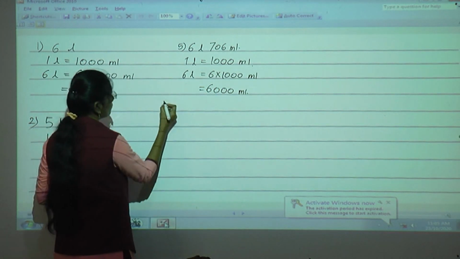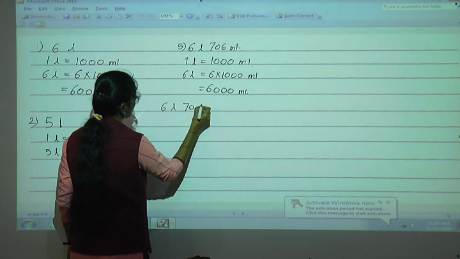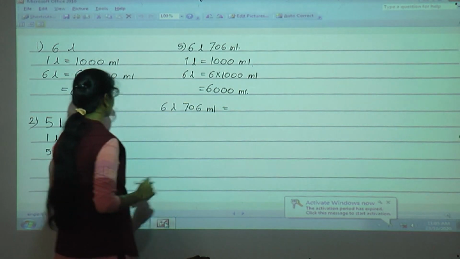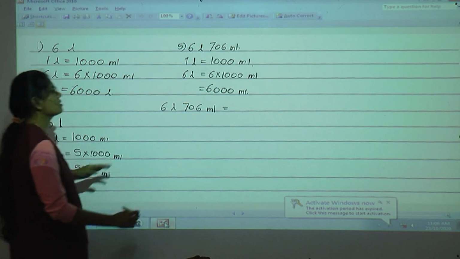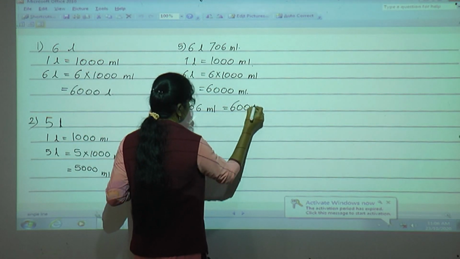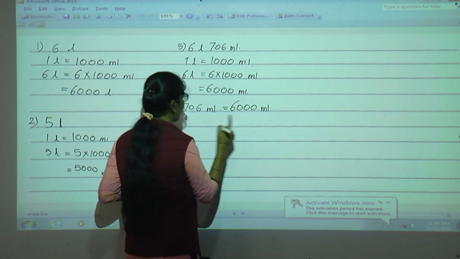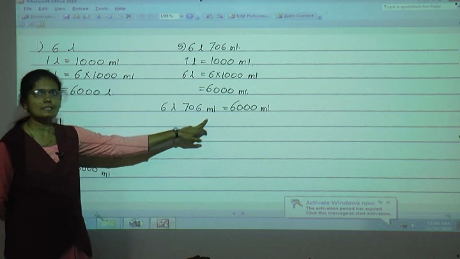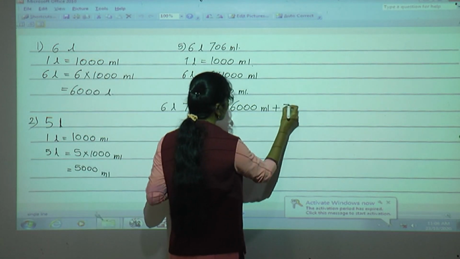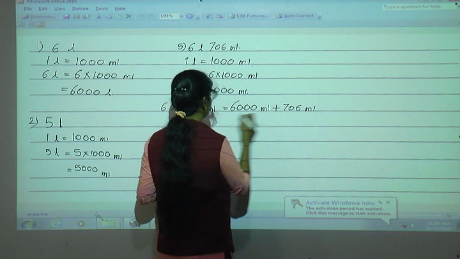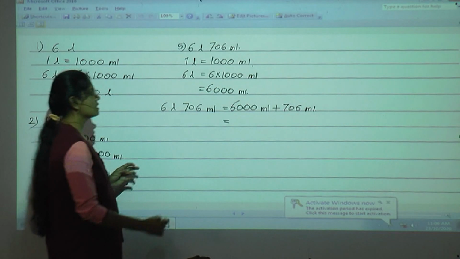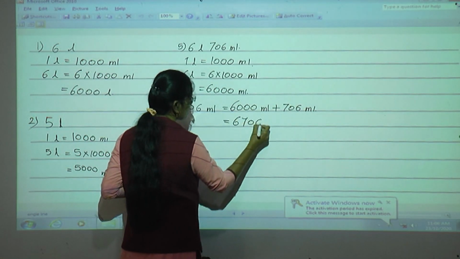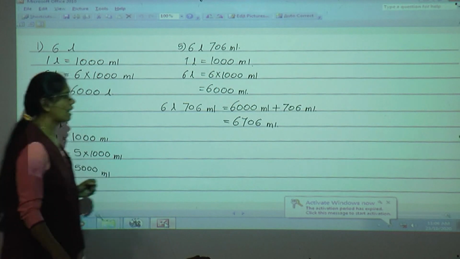Now what is the example? 6 liter and 706 milliliter is equal to. Here we have already converted 6 liter into milliliter. 6 liter is equal to what? 6000 milliliter. In that we have to add this 706 milliliter. So let us do the addition. 6000 plus 706 milliliter. What is the addition? 6706 milliliter. Understood how to solve?